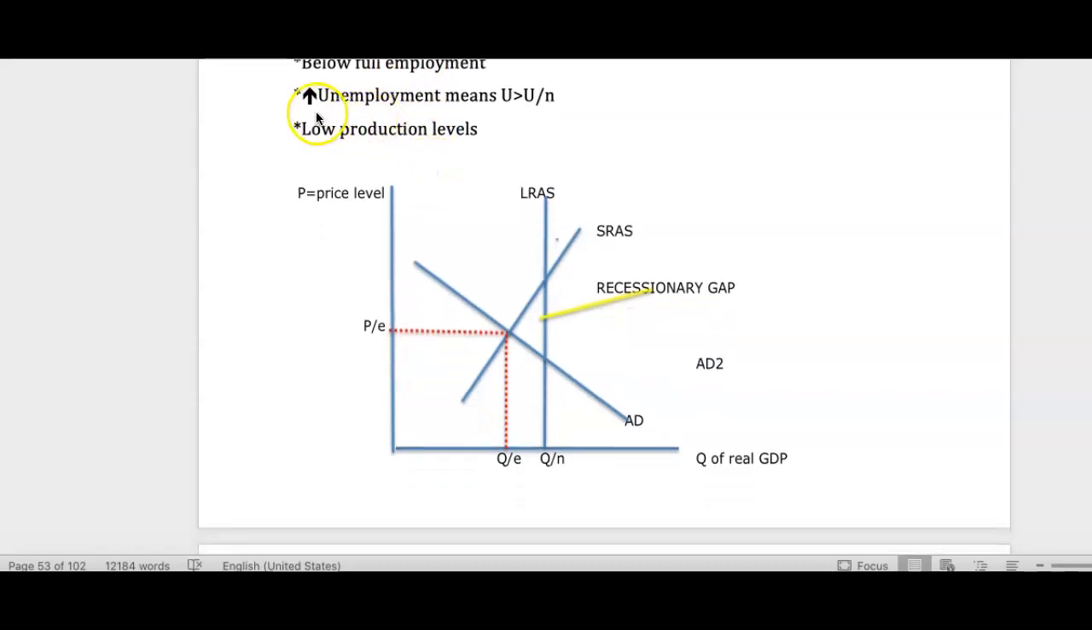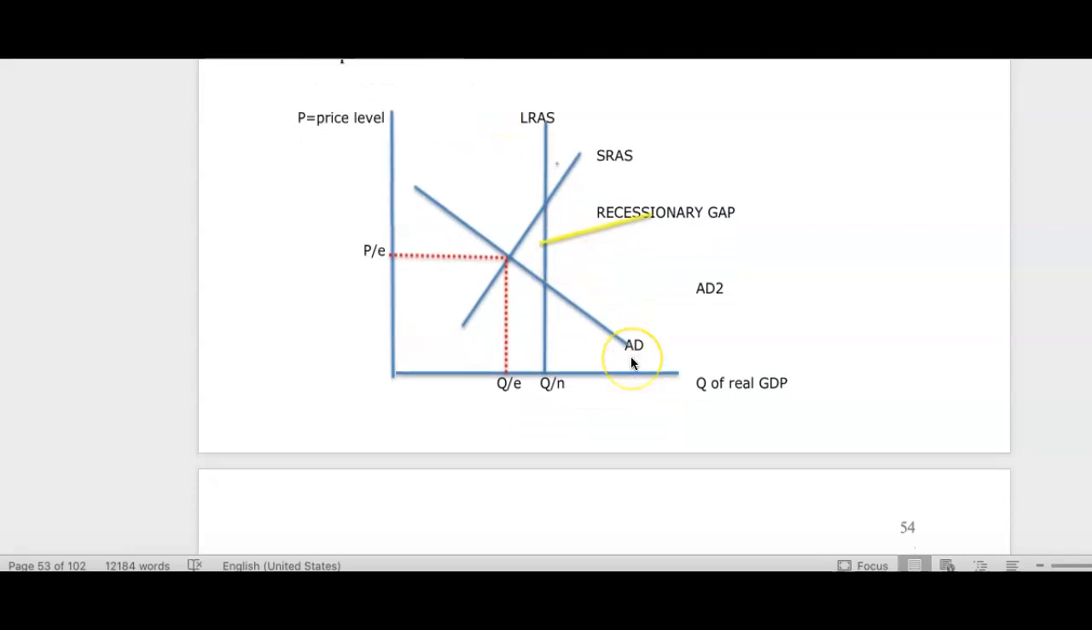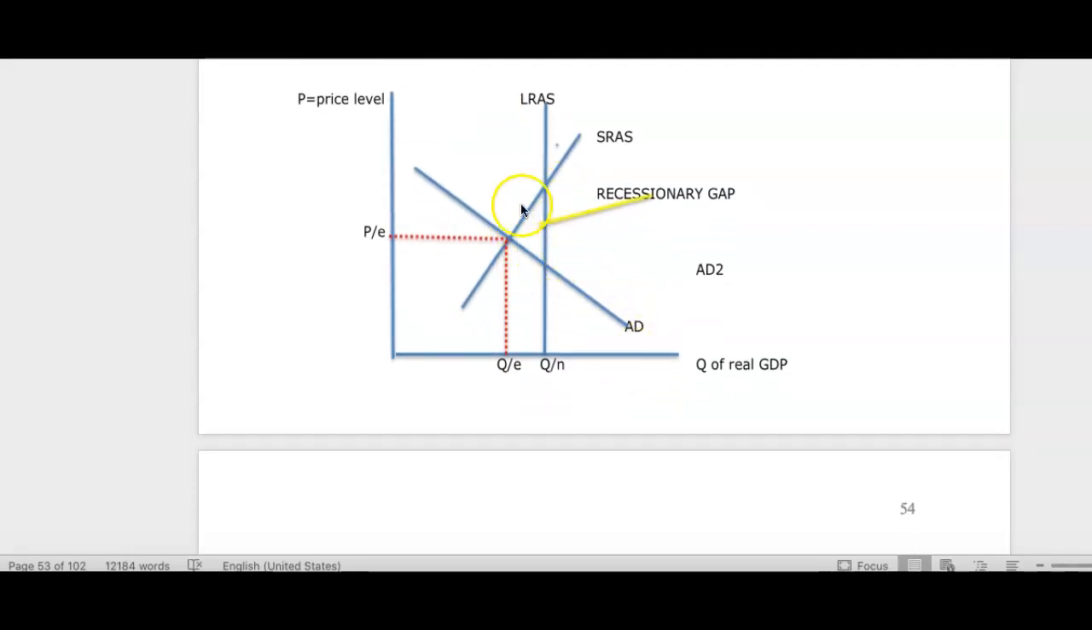So that means we have high unemployment and we have low production levels. And this graph shows this little triangle right here. That's the recessionary gap. And if we had numbers here and here and here and here, we could actually come up with a dollar figure for the recessionary gap.